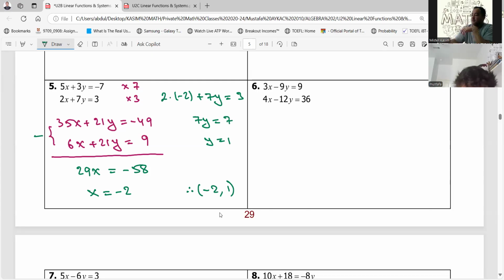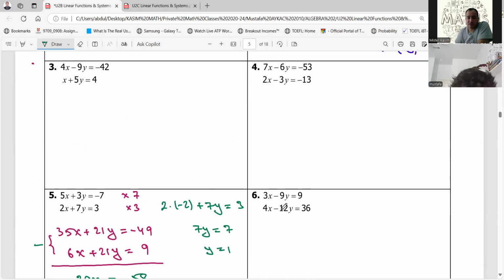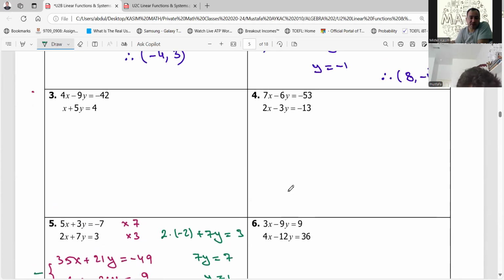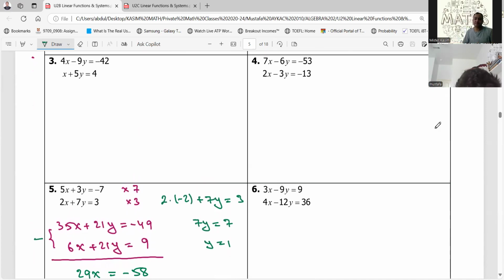Let's solve one question and finish the class, okay? The idea is really simple. Again, step by step, we will improve our skills. Do question 3. What do we do here in the first step, Mustafa? Which one are you going to eliminate? Which one is easier to eliminate? X. X, very good. So multiply the second equation, both sides by 4. Okay, let's do it.